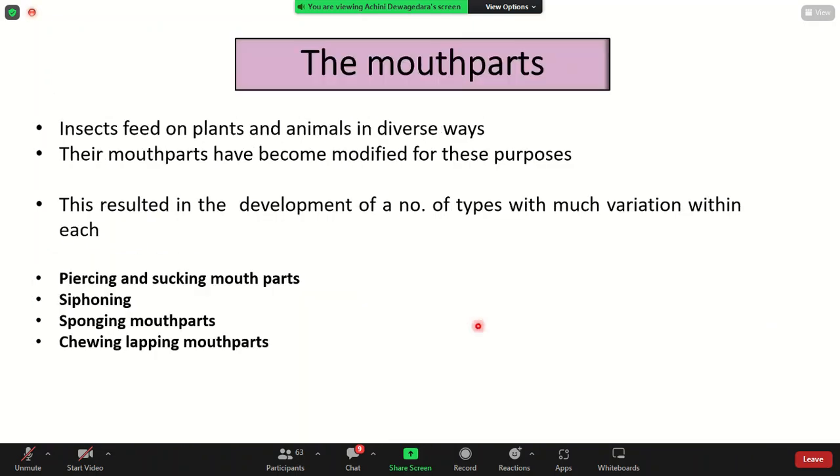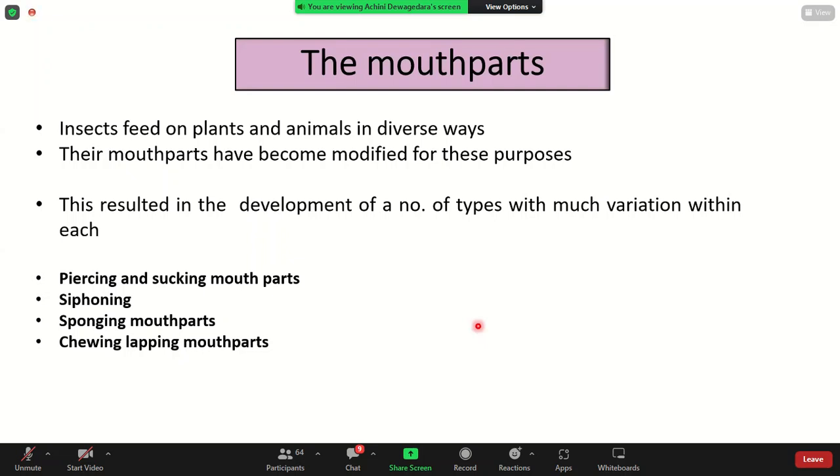Now we will talk about the insect mouth parts, right? So mouth parts are also present in insects. These mouth parts are used by insects to feed, to find their food and consume the food, right? Generally, insects feed on plants and other animals, right? This feeding also varies according to the type of insect.